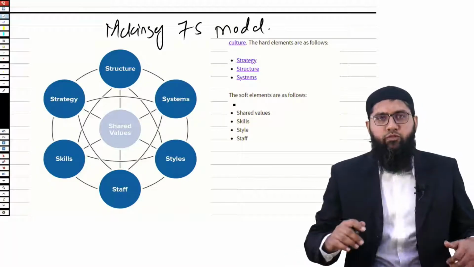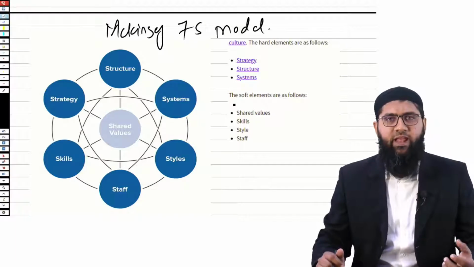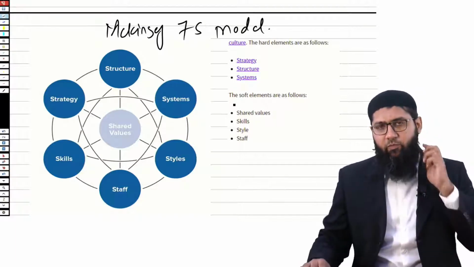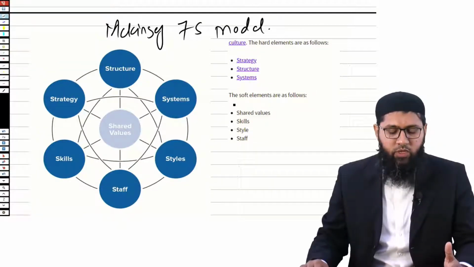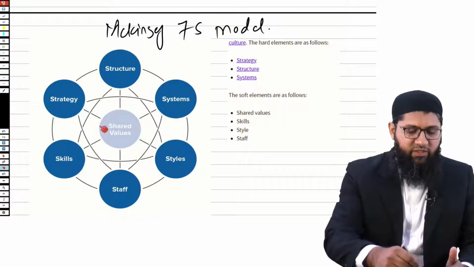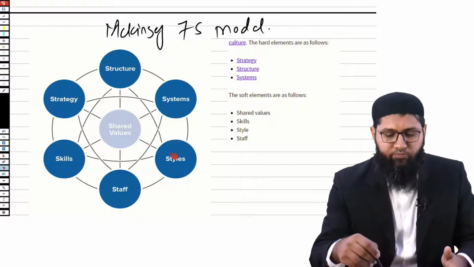Okay guys, so we are now going to start discussing this McKinsey 7S model. What exactly is this McKinsey 7S model? Let me help you understand it. You could see this is the diagram of the McKinsey 7S model.